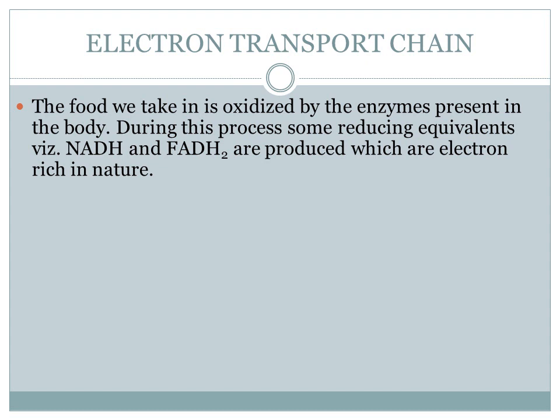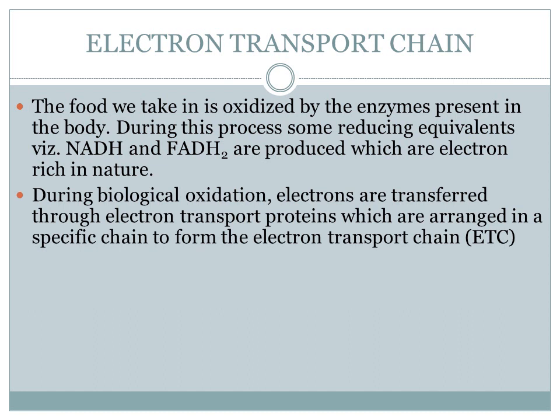Okay, during this process some reducing equivalents, that is NADH and FADH2, are produced, which are electron rich in nature. So the electrons present in glucose are released and taken up by the active form of vitamin niacin, NADH, nicotinamide adenine dinucleotide reduced, and FADH2, the active form of B complex vitamin riboflavin, that is flavin adenine dinucleotide reduced. So they have taken the electrons from the food materials.